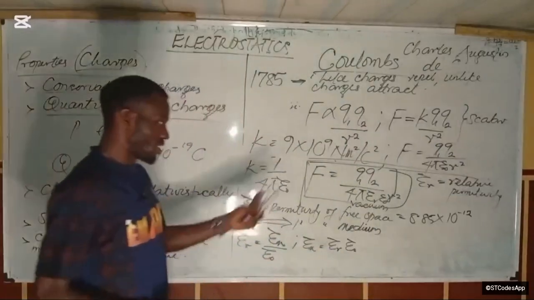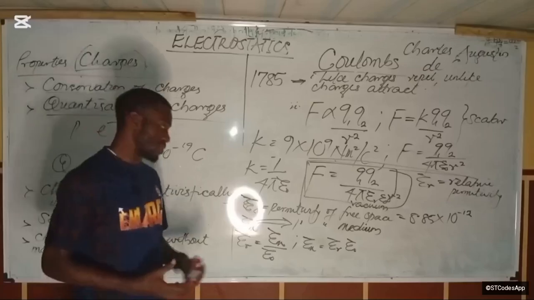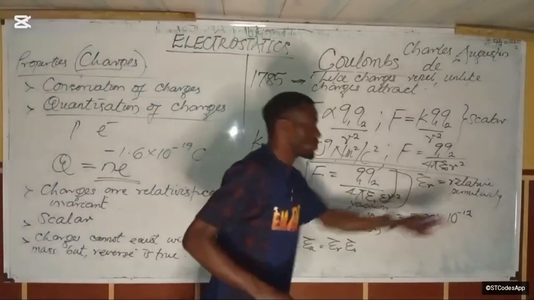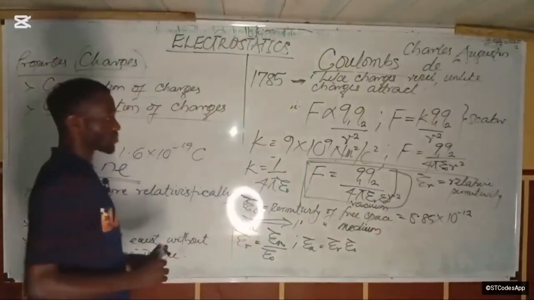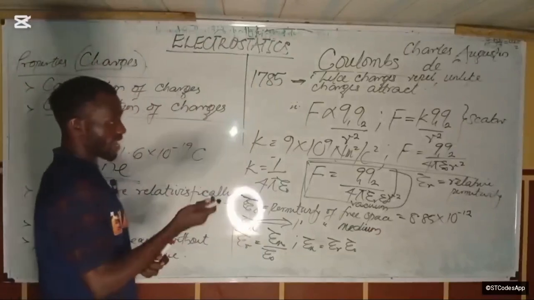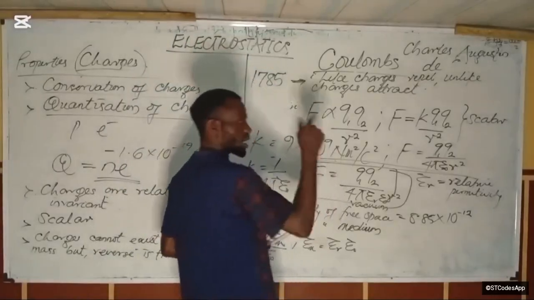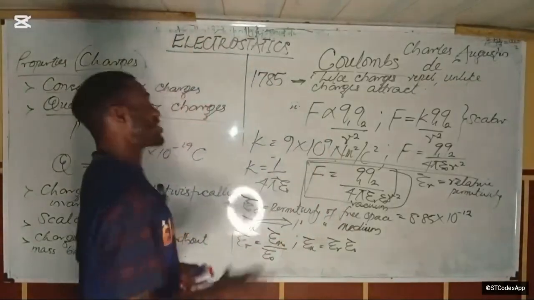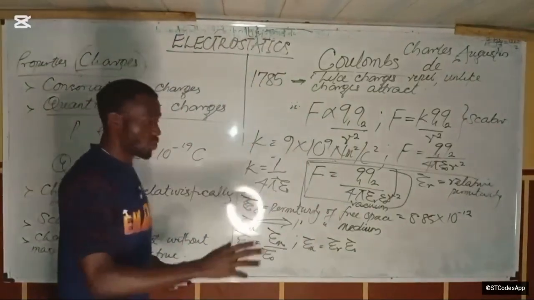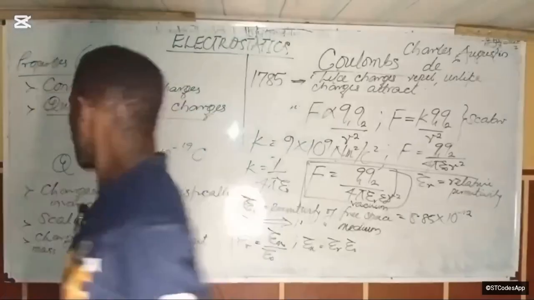Okay, and epsilon naught being the permittivity of free space, which has this value. And with that, the constant becomes capital K, but either way, these are all scalar forms of the equation.